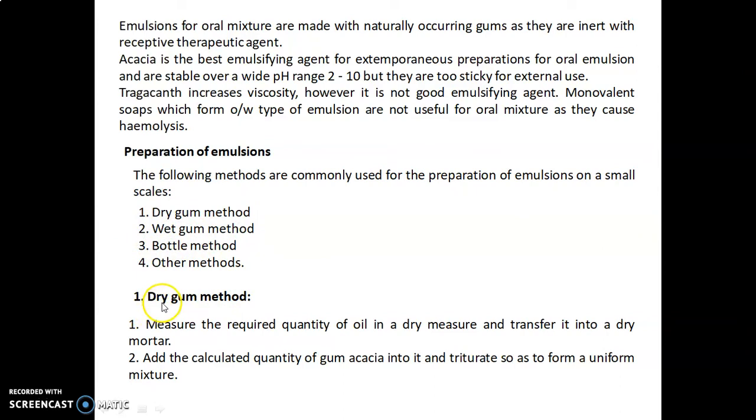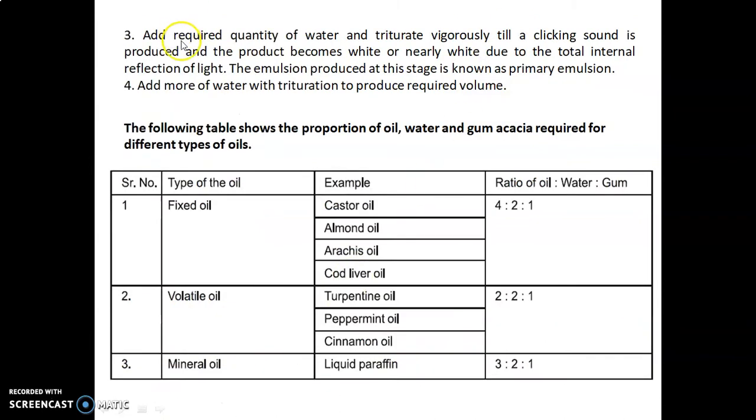First of all, let's discuss the dry gum method. In this, first we measure the required quantity of oil in a dry measure and transfer it into a dry mortar. Then add the calculated quantity of gum acacia and triturate to form a uniform mixture. Third, add the required quantity of water and triturate vigorously till a clicking sound is produced and the product becomes white or nearly white due to the total internal reflection of light. The emulsion produced at this stage is known as the primary emulsion. Fourth, add more water with trituration to produce the required volume.